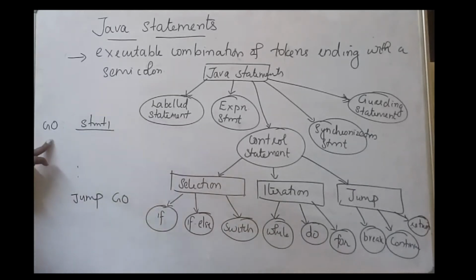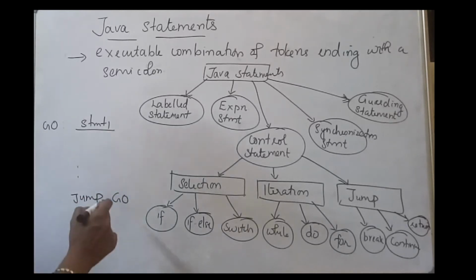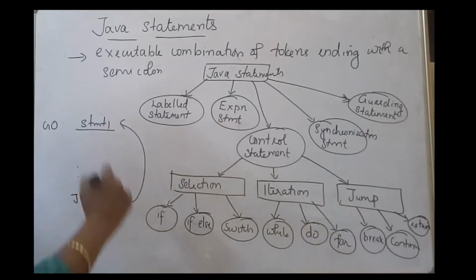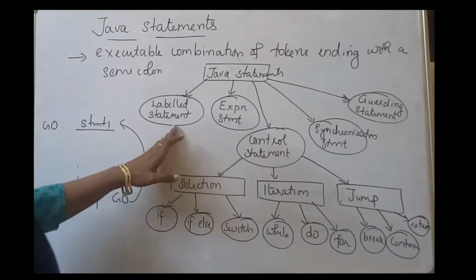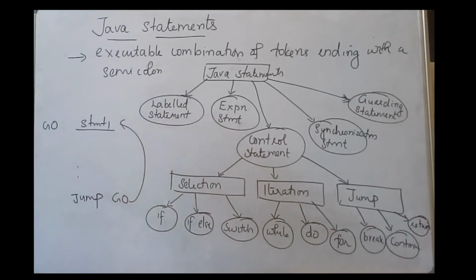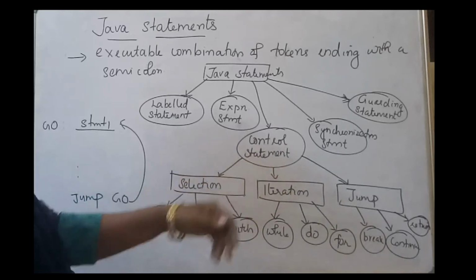Okay, so consider this. If there is a label like this for statement 1 and if you apply jump go, then control of execution will automatically return to statement 1. So this is usually used along with jump statements. There are other jump statements also available in Java that we'll see.